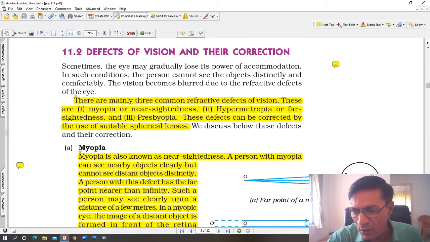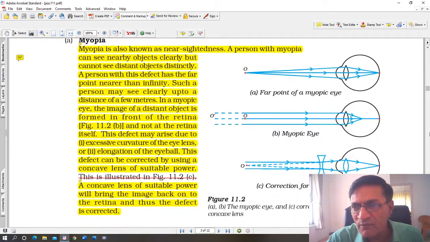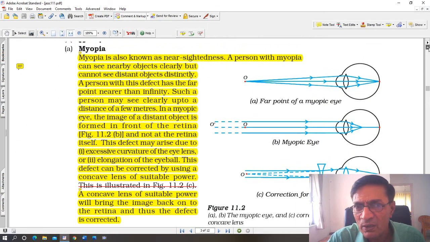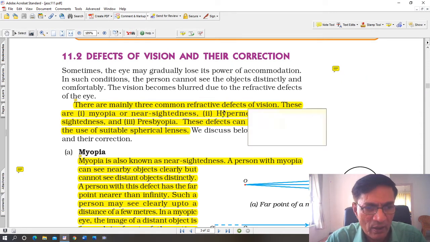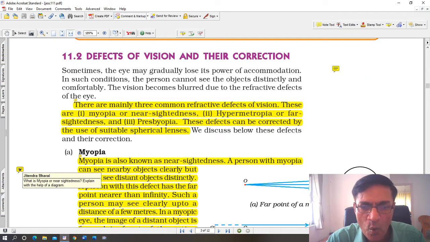Okay, myopia or nearsightedness. People who suffer from myopia or nearsightedness, you see I have written a question here. Name the defects of the human eye. How can these defects be corrected? The defects of the human eye can be corrected by using spherical lenses, convex or concave, of appropriate focal length. And the other question is, what is myopia or nearsightedness? Explain with the help of a diagram. So this is an essay type question. You will have to explain with the help of a diagram what myopia is.